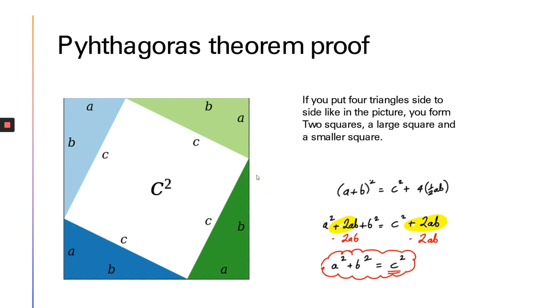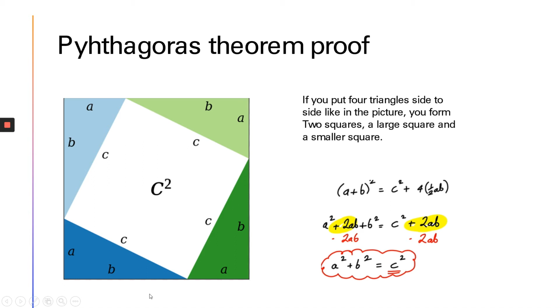So Pythagoras theorem proof. Why is it that a squared plus b squared equals c squared? Now you're going to see, if you put four triangles side to side like in the picture, you form two squares: a large square and a smaller square. If you want to find the area of the large square, that would be a plus b times a plus b. This is a plus b, this is a, this is b because a and b are the short sides, and these are c because these are all the longer sides.